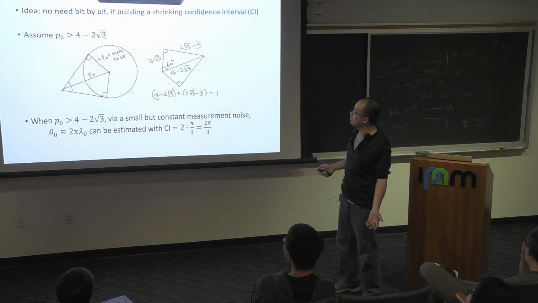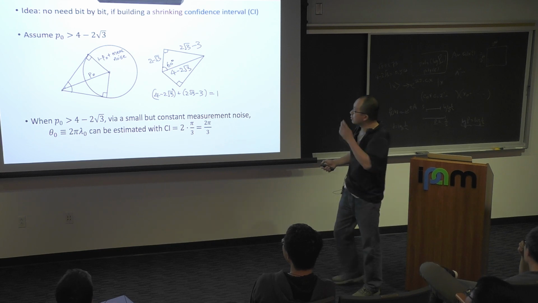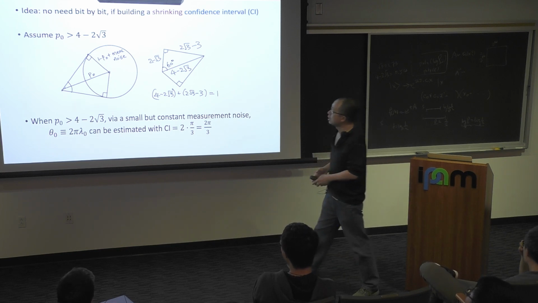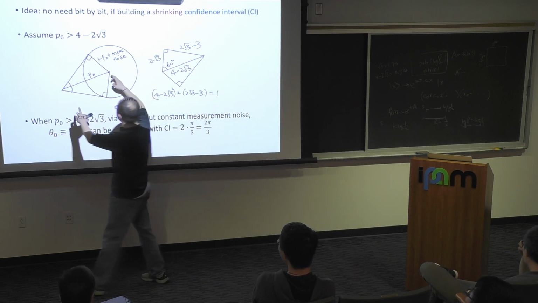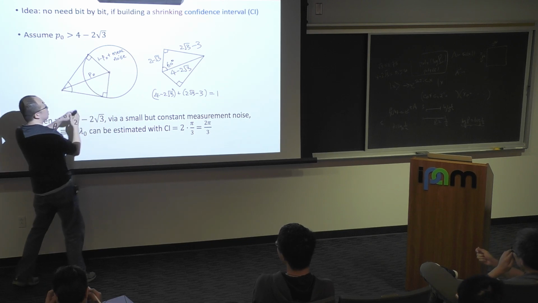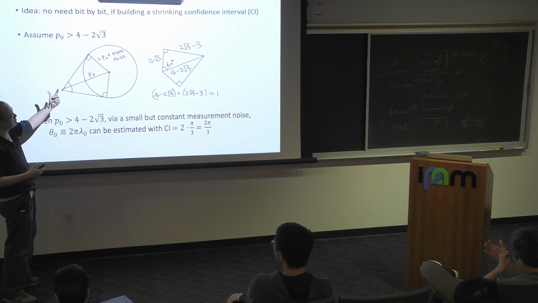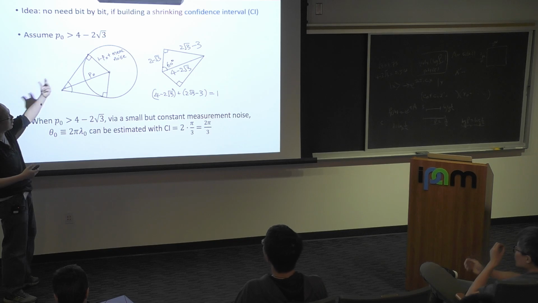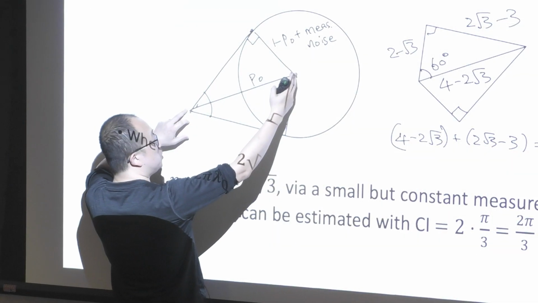So where does this magic number come from? Well, the magic number comes from the following diagram. Suppose that this is P0. If I measure only the part which is aligned with phi 0, this is what I'm going to get: P0.